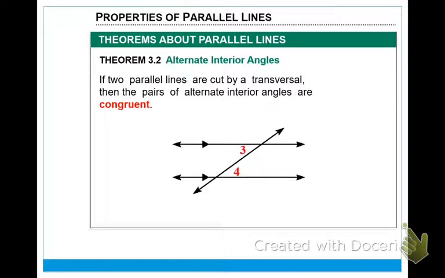Now we're going to talk about alternate interior angles. So again, if we have two parallel lines that are cut by a transversal, the alternate interior angles are congruent. So at alternate interior angles, you want to write that they are congruent. So on your paper, which will be alternate interior? 3 and 6, 4 and 5.